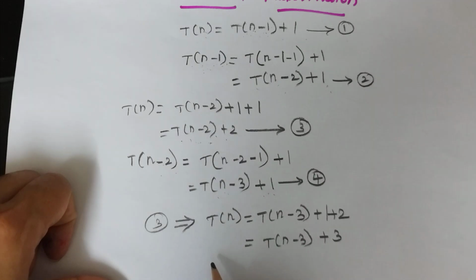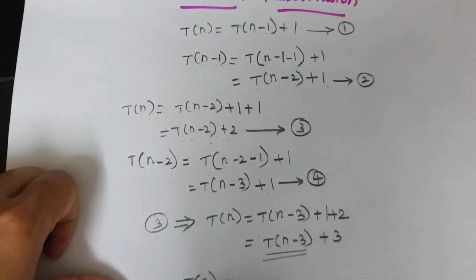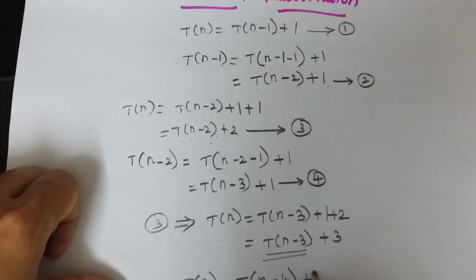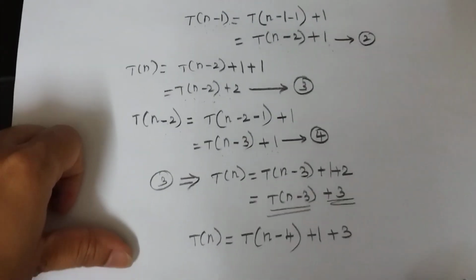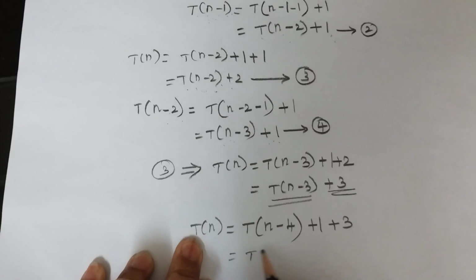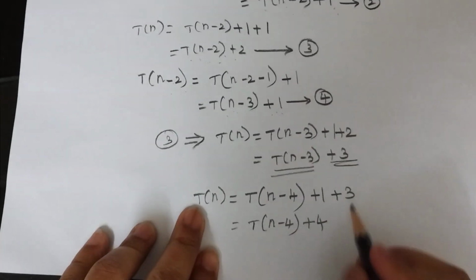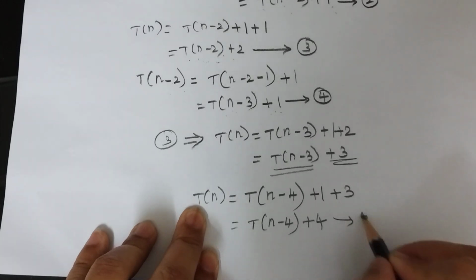In the same way again I need to find the equation for T(n-3), and then substitute here. If I do that, instead of T(n-3) I will get T(n-4) + 1. Then this plus 3 is there, just add this plus 3. Now how can we simplify this? T(n-4) + 4. So this is the equation which I will derive next.